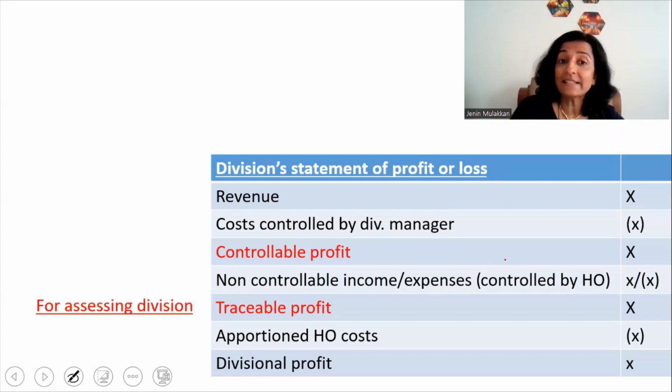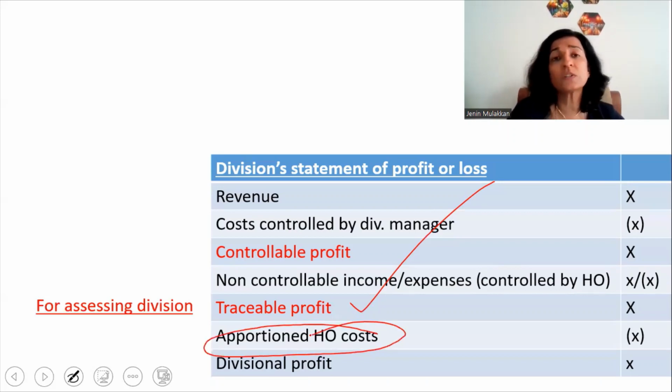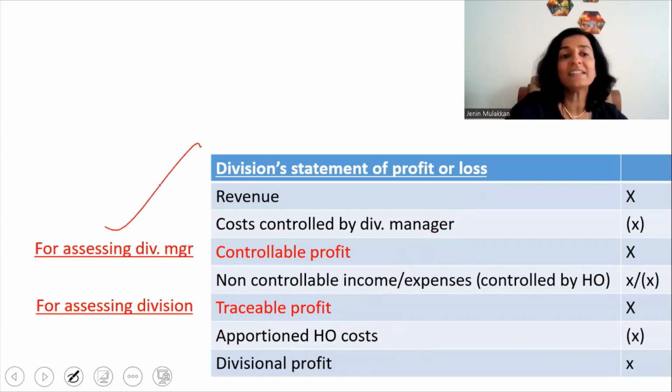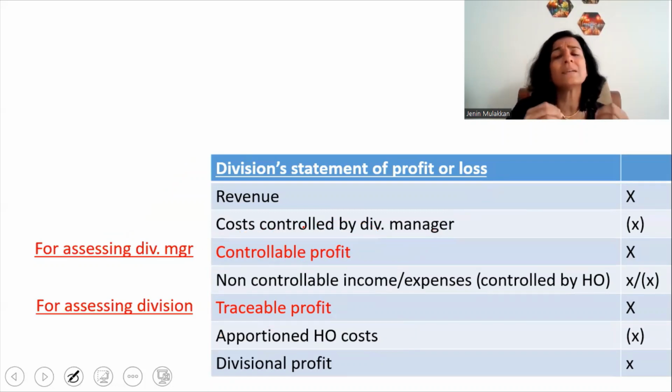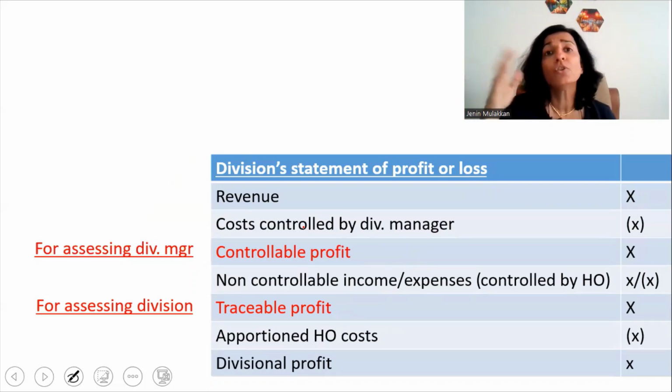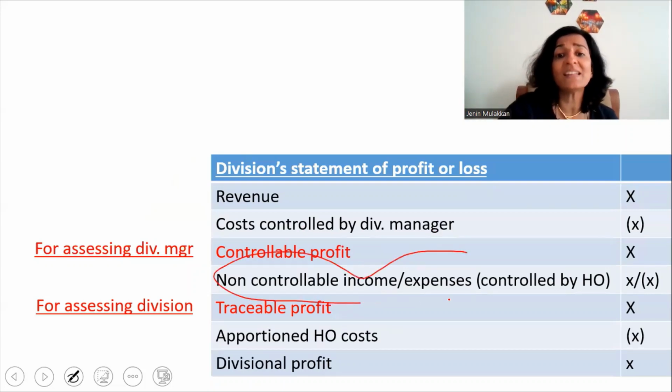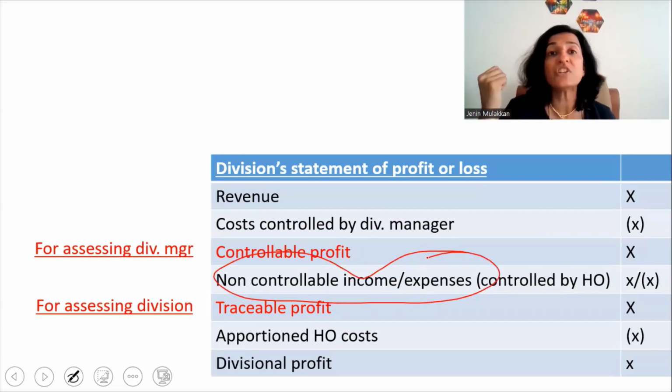Now, for assessing the division, you have to consider the traceable profit. You definitely cannot consider the apportioned head office cost because that is strictly not based on the performance of that division. And for assessing the divisional manager, it is the controllable profit which has to be taken, because there might be certain non-controllable items like a marketing campaign is being done by the head office. So the divisional manager is not responsible for its spending. So it is actually unfair to treat all those non-controllable expenses and income for evaluating the divisional manager.